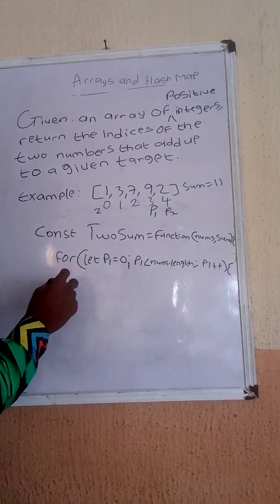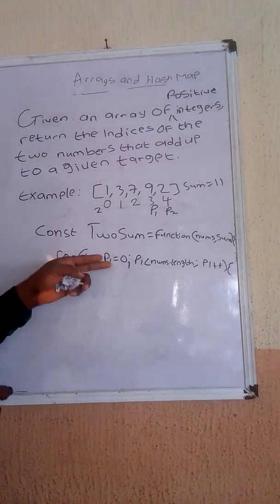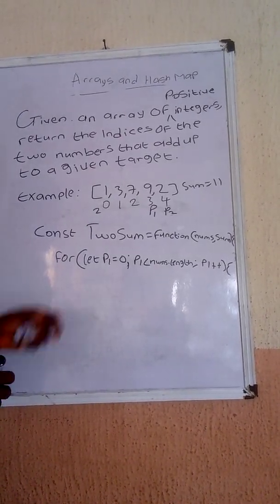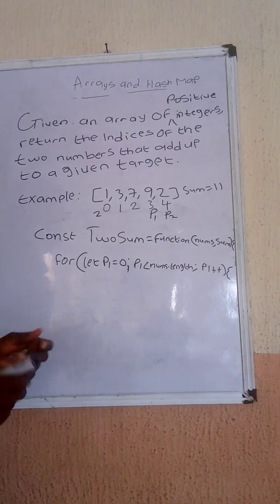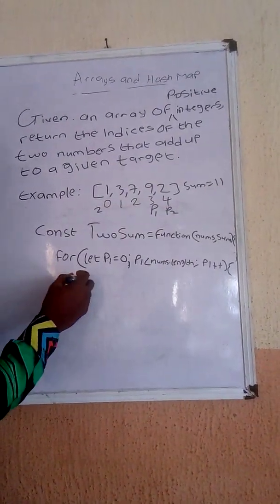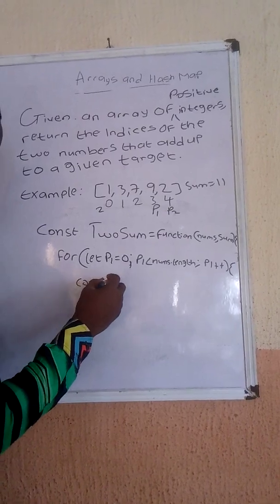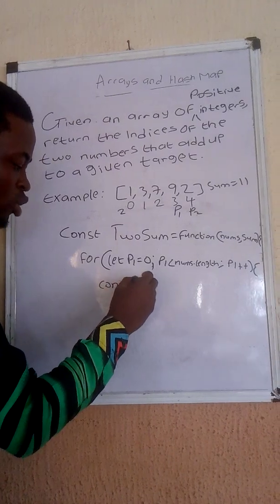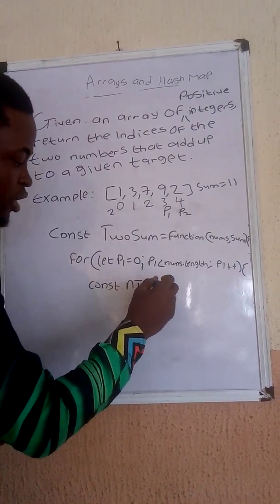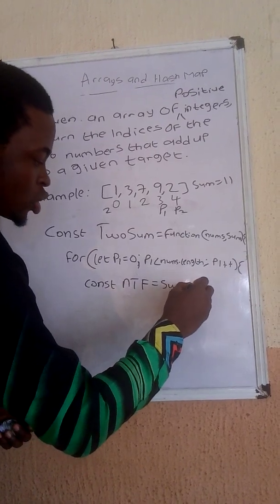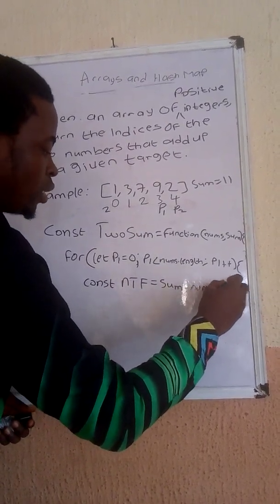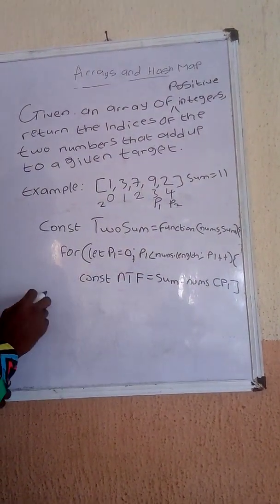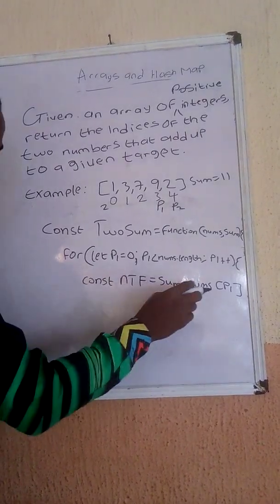We are going to have two for loops here. Before we write our second for loop, let's see: do we want to use P1 for any calculation before we start it? Yes, we'll be calculating our number to find, which will be compared against P2. So we set a const, number to find, abbreviated NTF, which will be sum minus nums at P1. We use P1 in this for loop, so we initialize NTF here.